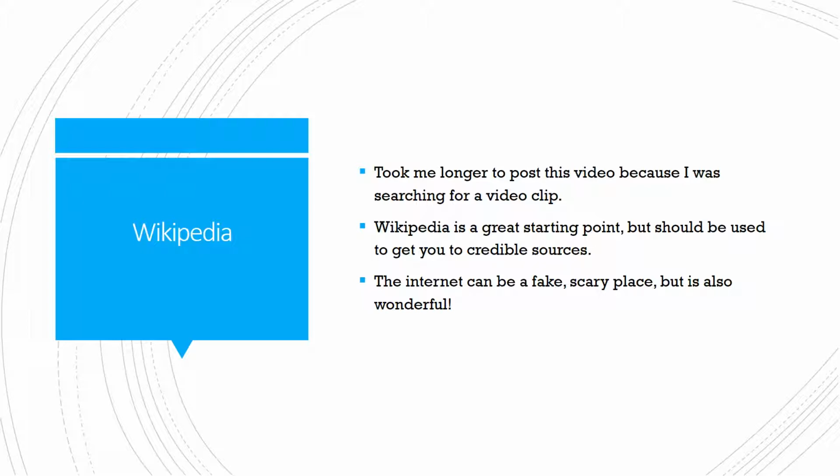I also want to say that I do love Wikipedia. I think it can be a really good resource for you. I think it's great, but it's just a starting point. So if you are trying to find some information on a subject, you can start there, but then scroll down to the bottom and look at where their sources are. Because you want to be using good, credible sources, and you want to be using direct sources for your information.